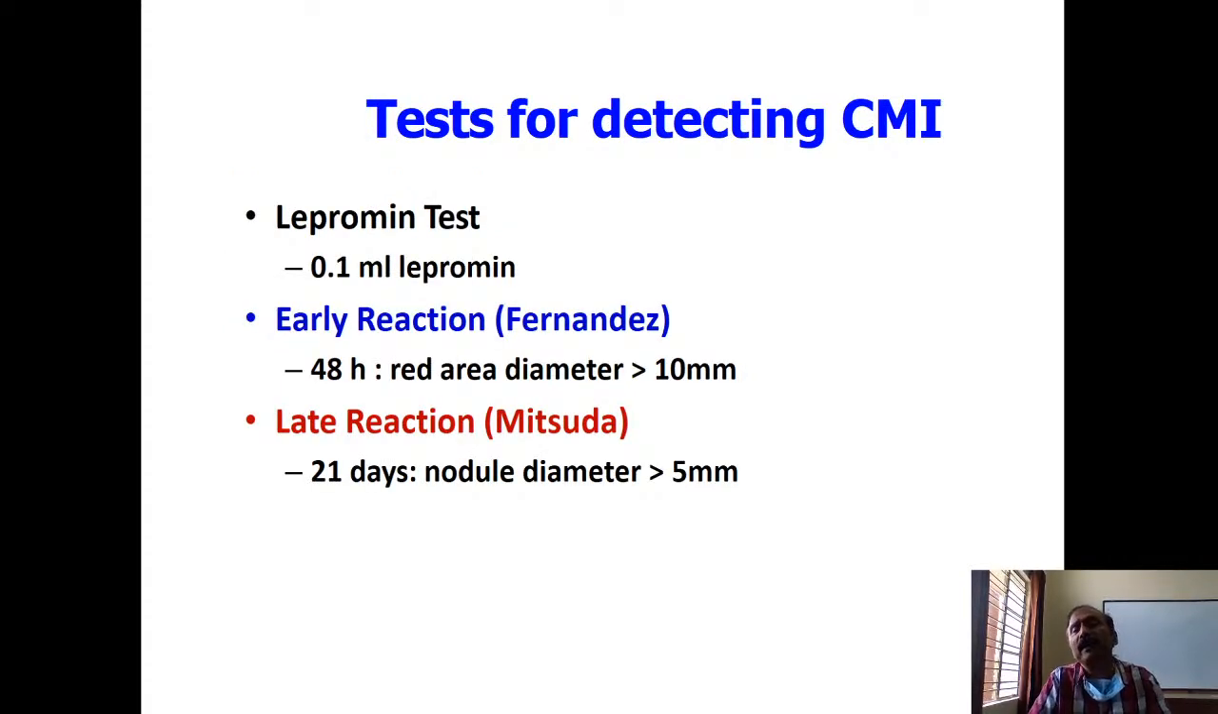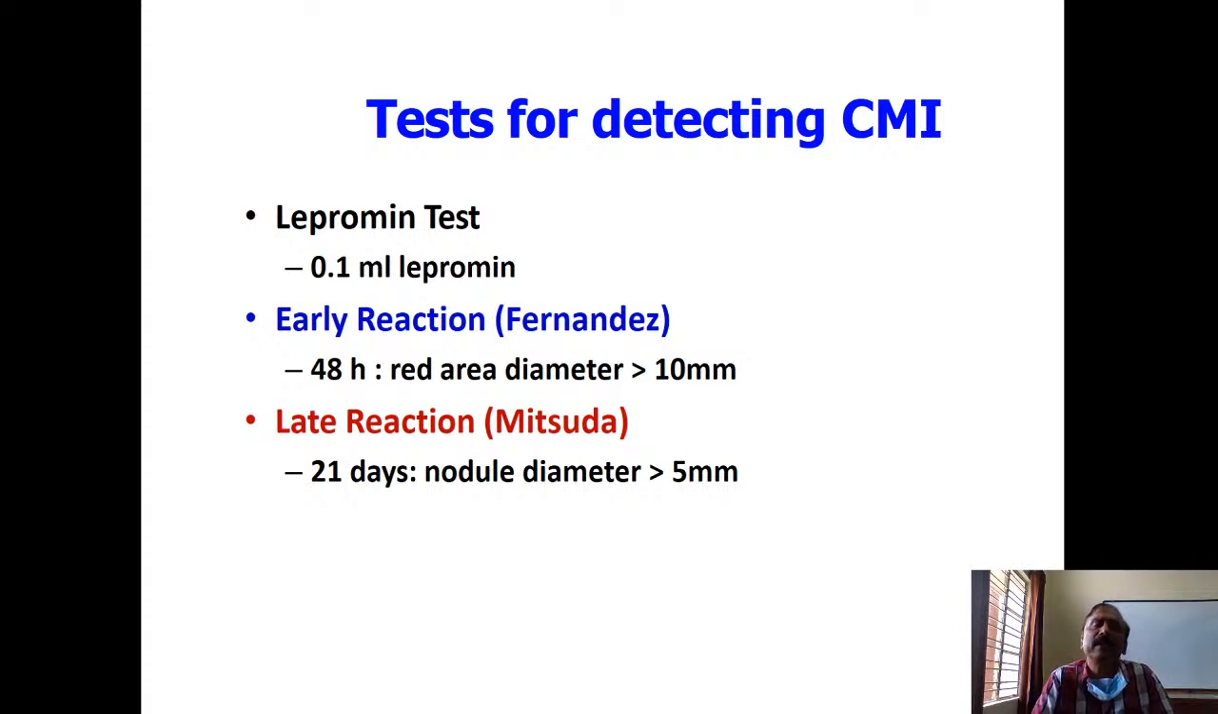The test which can be done for detecting cell-mediated immunity is the Lepromin test. And what is a Lepromin test? You inject 0.1 ml of Lepromin intradermally, and you look for the reaction. There are two reactions: the Fernandez reaction and the Mitsuda reaction. The Fernandez reaction takes place early, within 48 hours. There is a red area of diameter greater than 1 centimeter, or 10 millimeters, same thing. That is called a Fernandez reaction.